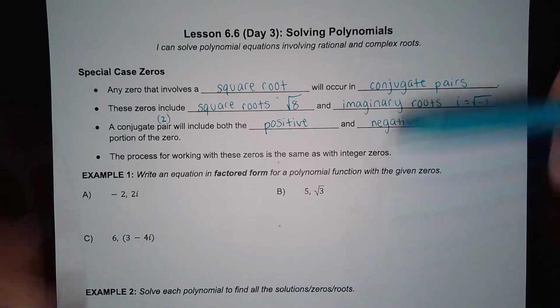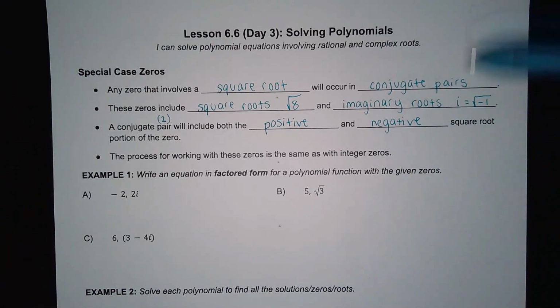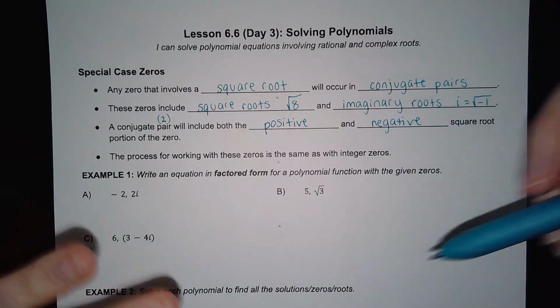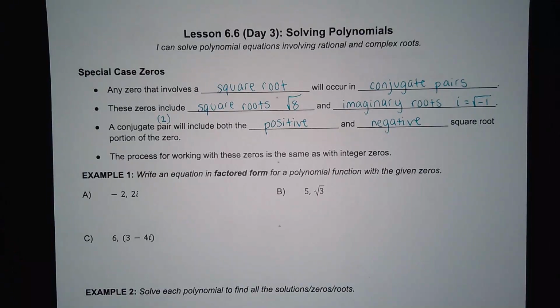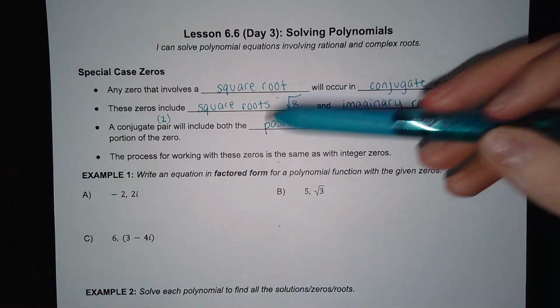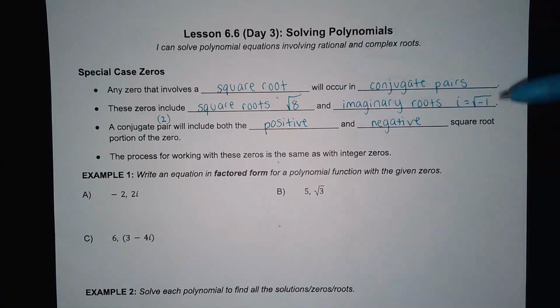When we're working with these zeros, it's going to be the same process that we've already talked about. So the process of solving is not going to change at all. The only difference is that we know that we should have a pair. So if we ever get a square root as our answer, we know we should have a positive and a negative. Or if we get an imaginary number as our answer, we know we should have a positive and a negative.